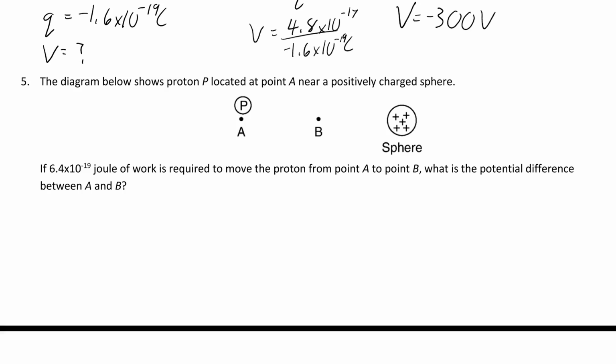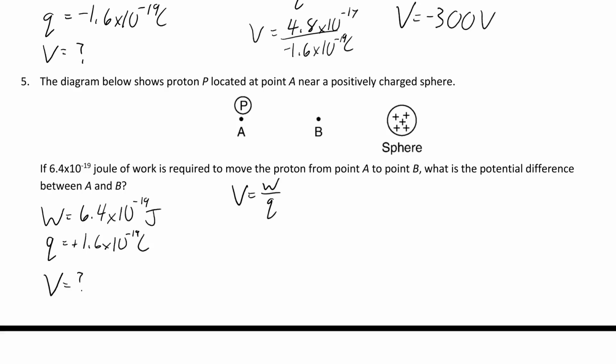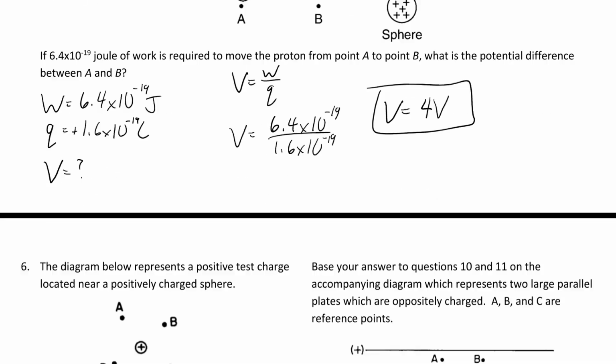If 6.4 times 10 to the negative 19 joules of work is required to move the proton from point A to B, so it's a proton, what is the potential difference between A and B? And again, you have to know, okay, they're asking for the potential difference. They're really asking for the voltage. So you write your equation, substitute, and you solve. You get 4 volts. Okay.